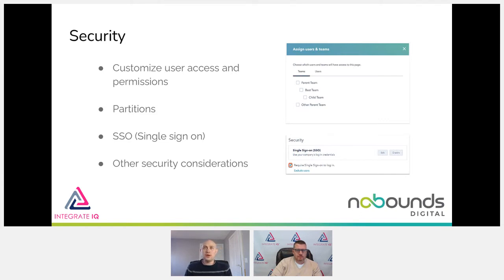Security. One of the areas that HubSpot really has made a lot of strides in the last couple of years: field level permissions, single sign-on, partitions. This is an area that has enterprise considering HubSpot where they weren't before. One of the interesting things that you told me about, Todd, while we were preparing for this webinar was around field level permissions and not being afraid to add users to the HubSpot platform. So I'd love to hear more about where your head's at there.